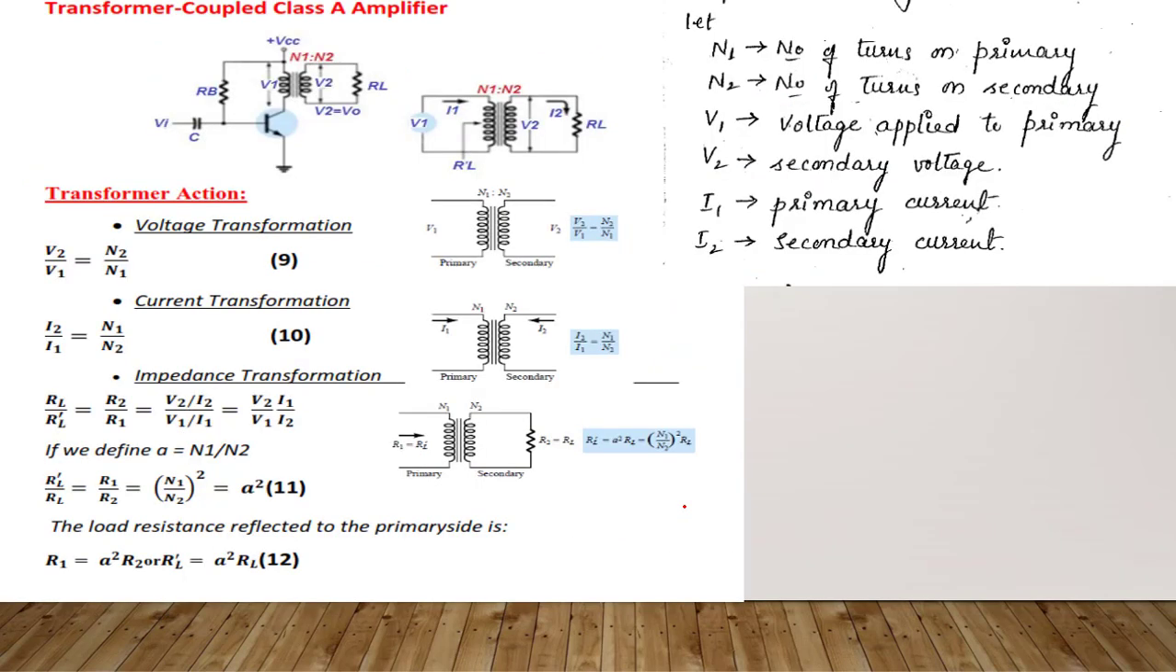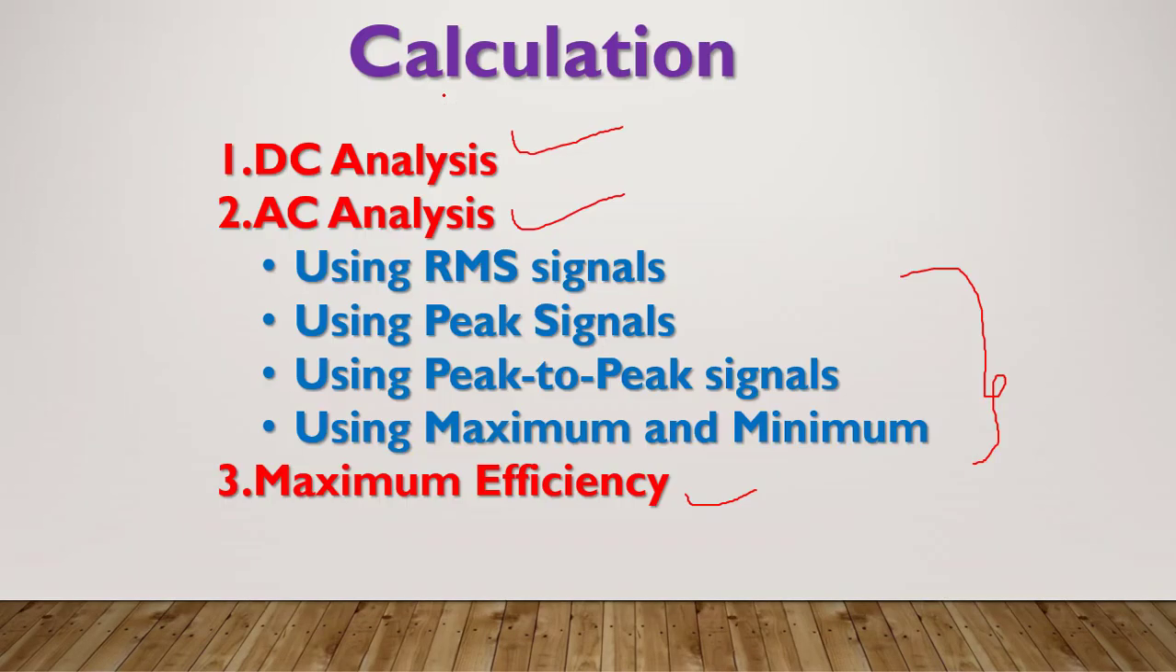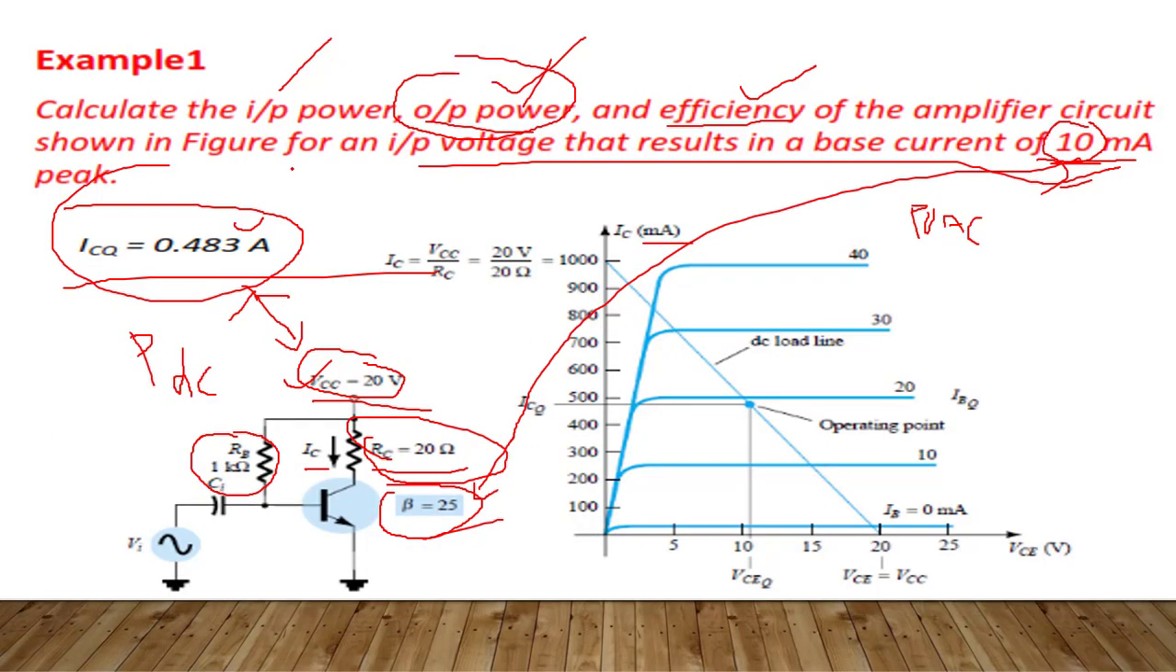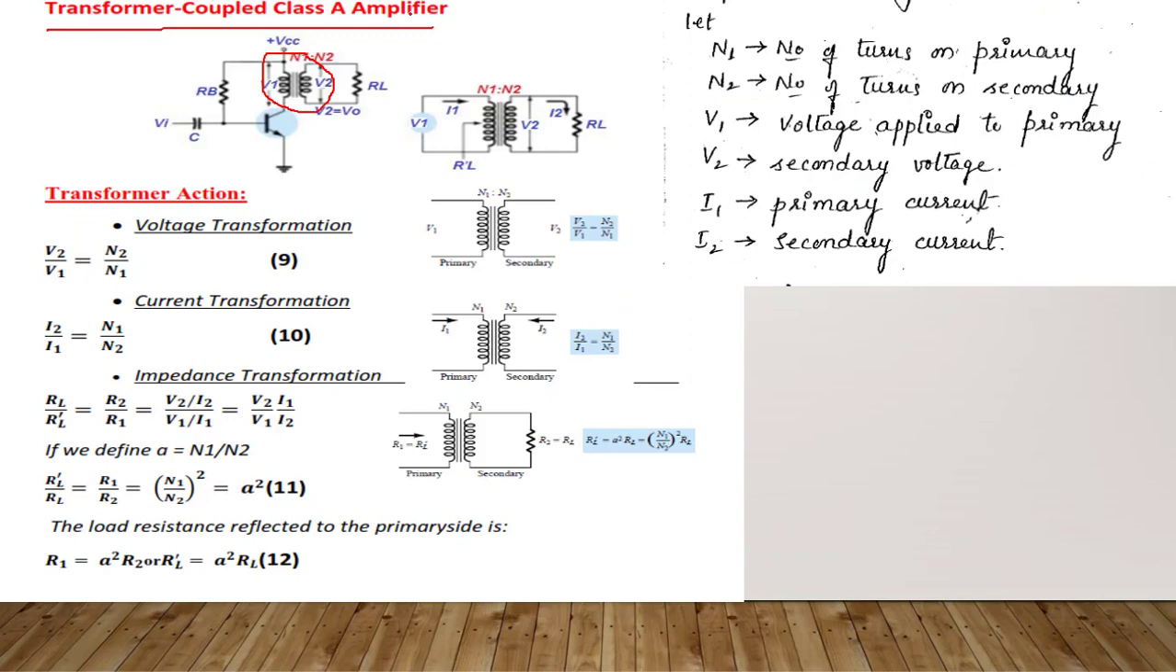Now we move on to the second type of the class A amplifier. This type of amplifier is called a transformer coupled class A amplifier. Instead of RC, we are using one transformer here, and from the transformer, we are generating the class A amplifier. In class A amplifier, there are two types of circuit. One is series fed, the circuit we discussed here. This is the first circuit. Second circuit is with transformer. That name is transformer coupled class A amplifier.